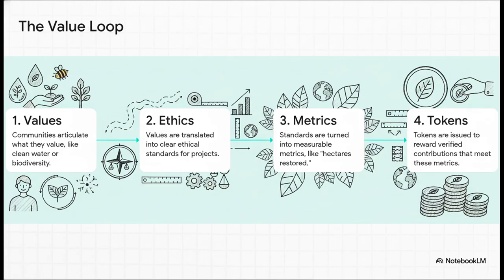It all starts with a community getting together and deciding what they actually value. Let's say it's clean water in their river. Okay, great. Step 2, those values get turned into clear, ethical standards for any project. Then, those standards are turned into real, measurable metrics like liters of water filtered or hectares of forest restored. And only then, when a contribution is verified against those metrics, is a token issued. It's a way of plugging a community's core values directly into its economy.